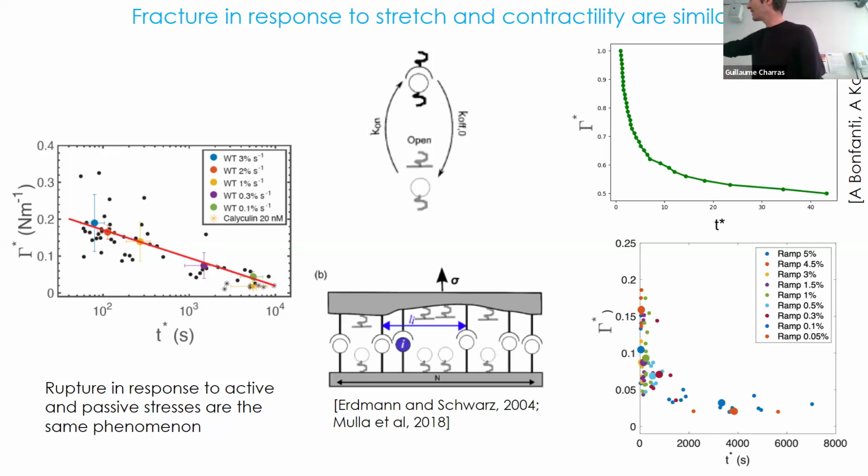This here is just the same data as there, but in a linear scale. What this suggests is that the rupture of my tissue at the millimeter scale is governed by the characteristics of bonds at the molecular scale. And I'll come back to this a little bit later on.